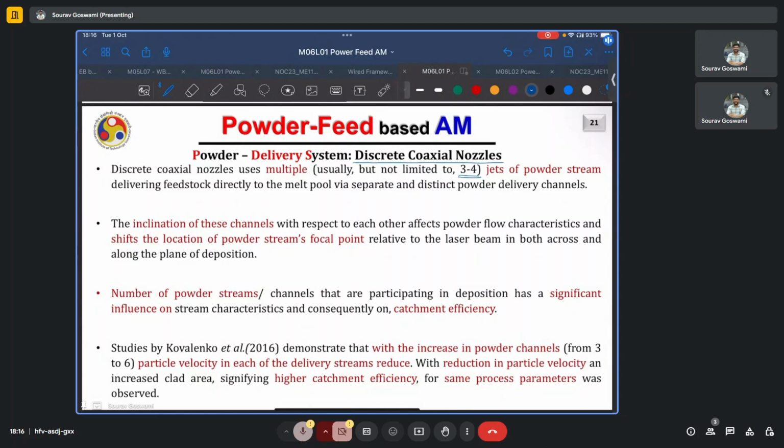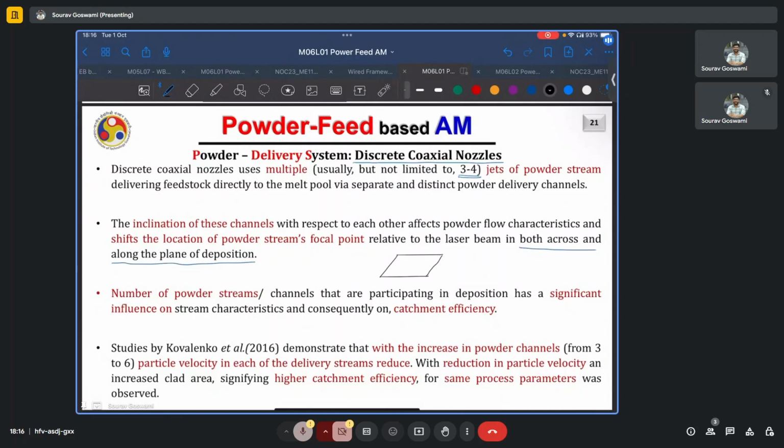The integration of these channels with respect to each other affects powder flow characteristics and shifts the location of the powder stream's focal point relative to the laser beam. And we'll look at how that happens. This may happen both across the plane of deposition and along the plane of deposition. What this means is, say this is the plane in which we want to deposit our powder.